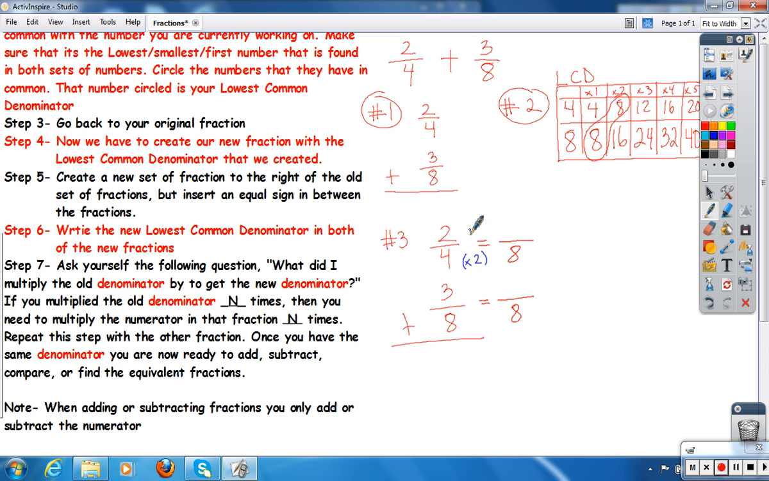So, what do you think I'm going to do with this 2 now? Multiply by what? By 2, exactly. Remember, whatever we do to the bottom, we do to the top. Now, what is 2 times 2? 4. Now, we've just converted 2/4 to 4/8. Right? And I'll explain what that means.